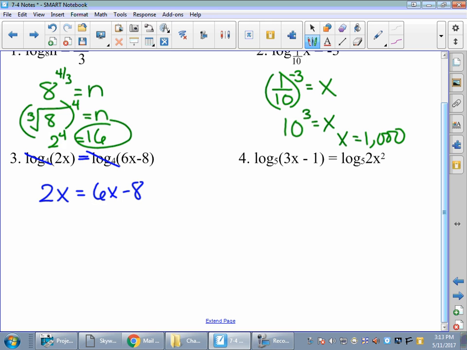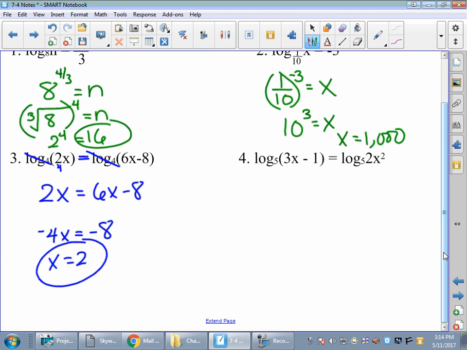And so I'm going to bring over the 6, and so that's -4x is equal to -8, and x equals positive 2. When I plug that back in, I'm just going to look to make sure that the x is positive. In this case, 2 times 2 gives me a positive 4. That's fine. And then 2 times 6 is 12 minus 8 is positive as well. So you always look for that.